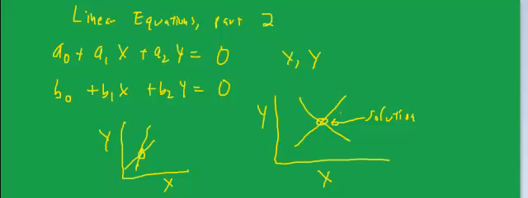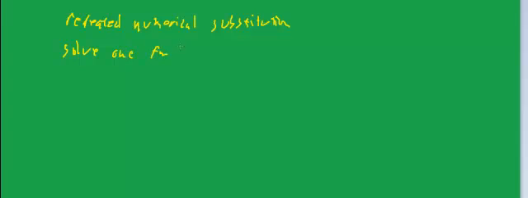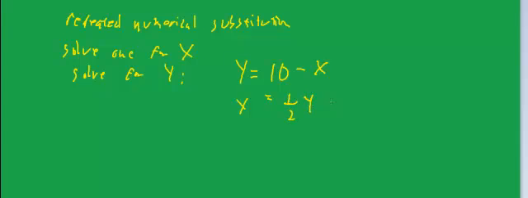Okay, so another way to get to a solution is what I'll call repeated numerical substitution. And the way we get that is we solve one equation for the x variable, and then solve the other for the y, and then substitute. So let's say we've already done this. Let's say we have y is equal to 10 minus x as one equation. And the other equation is x is equal to 1/2 y plus 1.